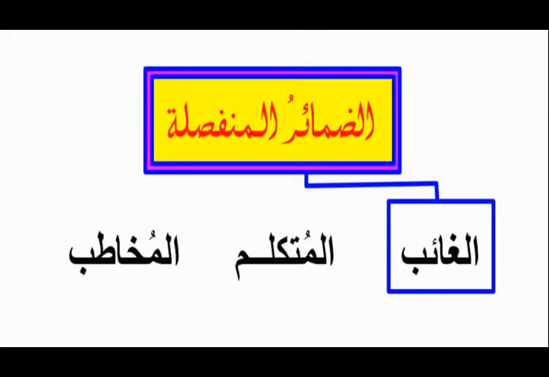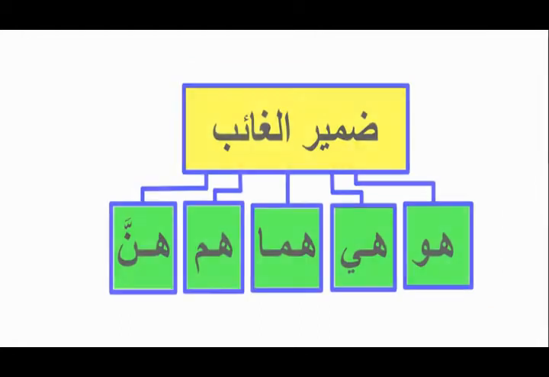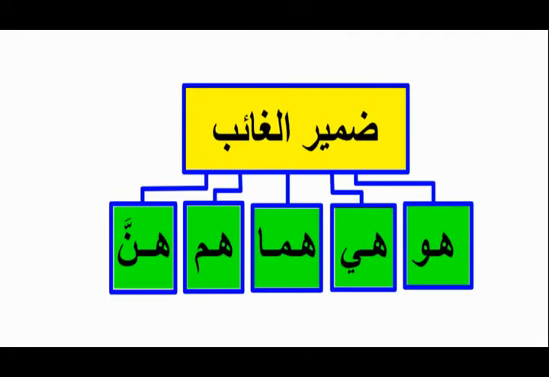You have al-ghaib. Al-ghaib is that which is not present in the conversation. For example, huwa meaning he, hiya meaning she, huma meaning the two of them, hum meaning them, and hunna meaning them, but for females. Now these are the dumir al-ghaib. So this is referring to those who are not present in a particular conversation. And here is an example. Huwa talibun. He is a student.